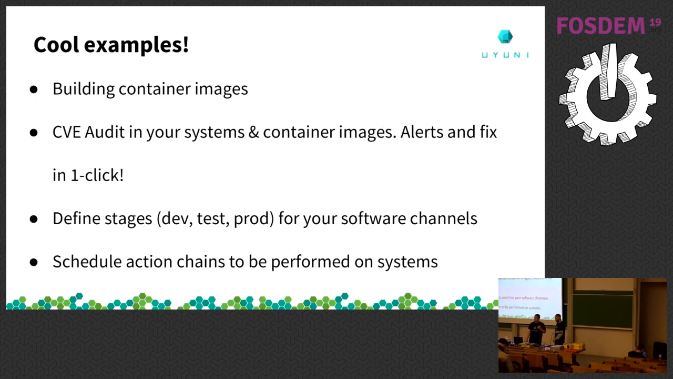Some examples, though we are not going to see all of them today: you could build container images, in this case for Docker. You could audit the CVEs, and as soon as you find that any images or systems are affected, with just one click you can fix all the problems. You could define different stages. Usually when you are developing, you have a development environment, then test, then production, and you want to promote things from one environment to the other, not only packages but configurations as well. So you can do it.